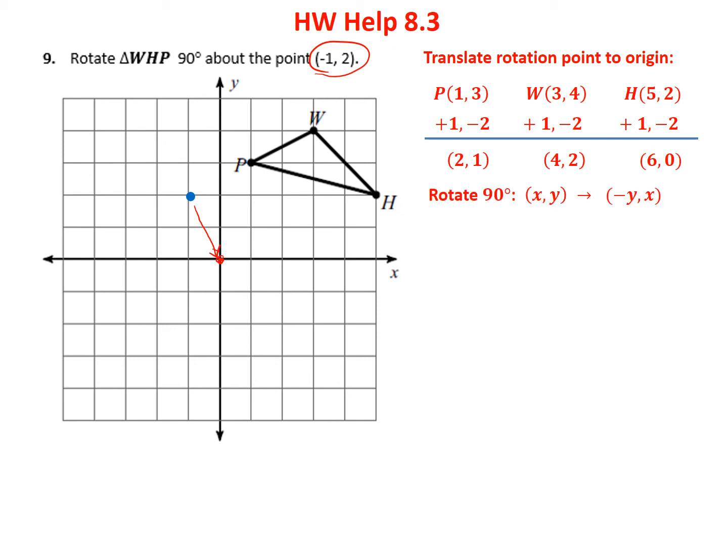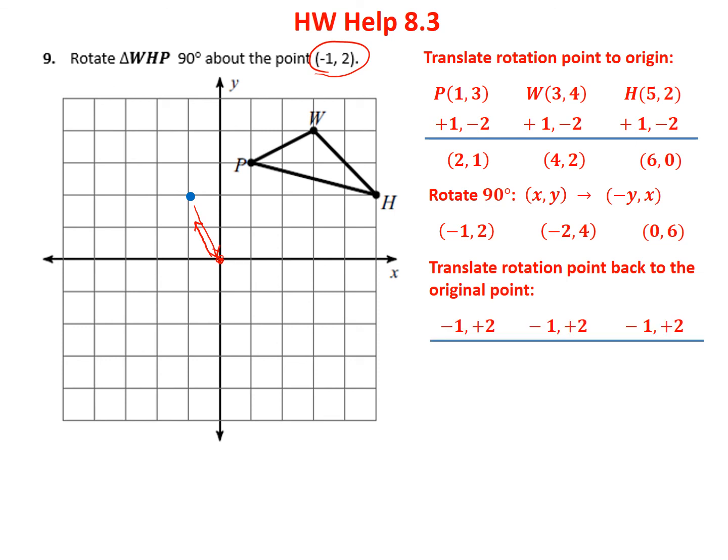So I'll rotate 90 degrees, which means (x, y) becomes (minus y, x). Switch them and make the x coordinate the opposite. So 2, 1 becomes minus 1, 2. 4, 2 becomes minus 2, 4. And 6, 0 becomes 0, 6. But now, because I wanted to rotate about the original point, I'm going to reverse the translation and translate back. So instead of adding 1 and subtracting 2, we're going to subtract 1 and add 2.